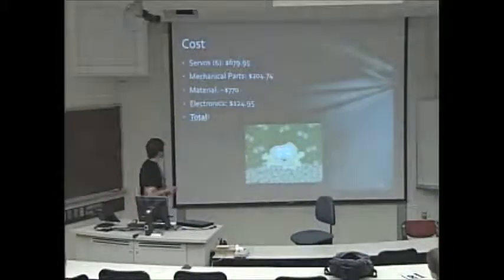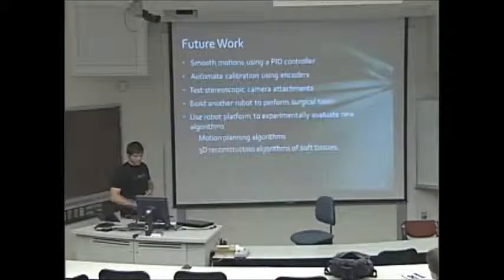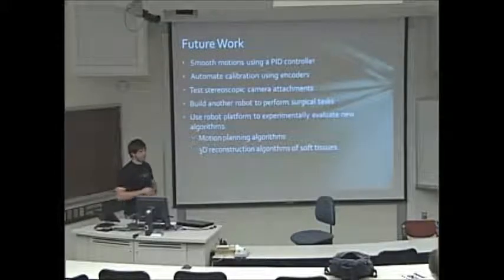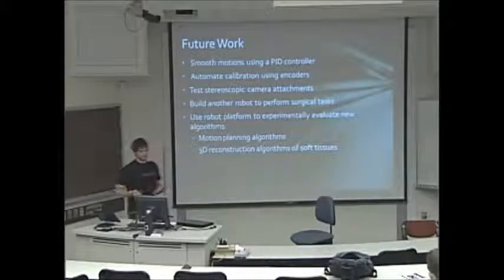And a quick view of the cost, it was about $1,800 for everything. And this included prototyping, so equipment that had to be thrown out due to just being part of the prototype system. So the future work would be to smooth the motions using a PID controller and also buying a better servo controller. The next step would be to have an automatic calibration using magnetic encoders, and that would be part of the feedback system.